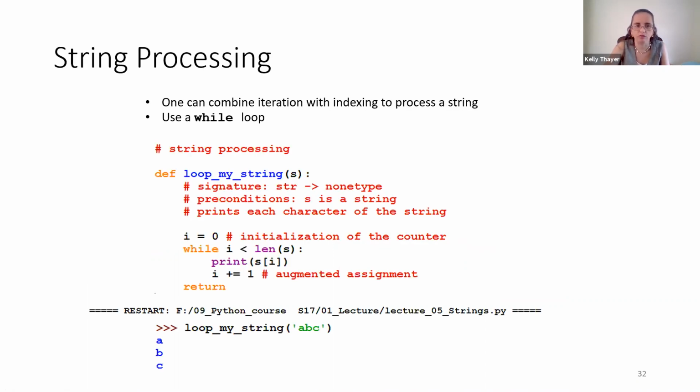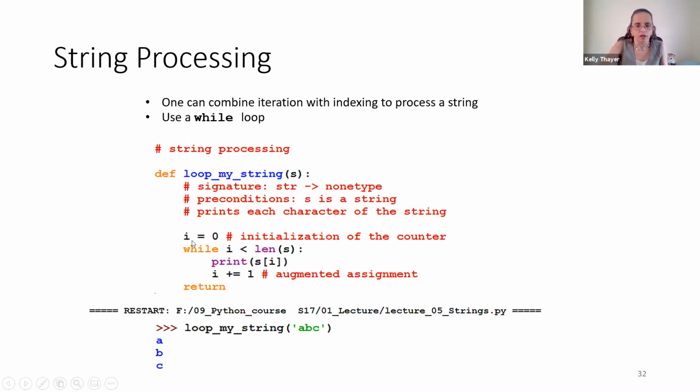One of the most useful things we can do with strings is iterate over them, and this connects with the looping that we talked about last week. This idea is known as string processing. One can combine iteration with indexing to process a string. To do this, we would typically use a while loop. We can write a function that would process over a loop. Here's an example. Definition of loop my string, and here is the input S for string. Here's our signature: we take a string as an input, and nothing is returned, so the return type will be NoneType. We're going to print the answer to the screen because we don't need to do anything with it other than view it.